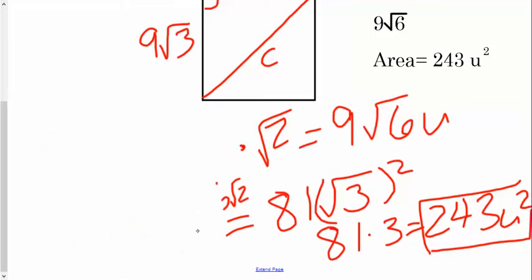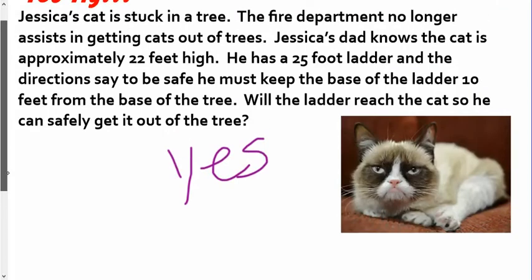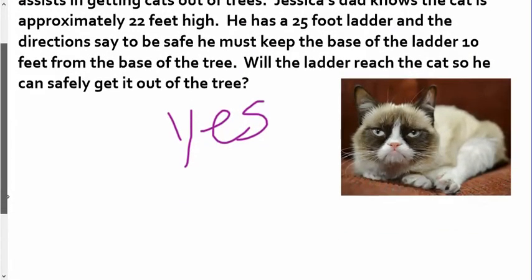Let us move on. One last one. This time we're dealing with a cat in the tree. Try to figure out if the ladder will reach. When you're done, get back here and check the answer. But right now, pause the video. So the answer is yes. You would be able to get the cat from the tree, but stick around for this explanation because I want to explain why it would be that way.